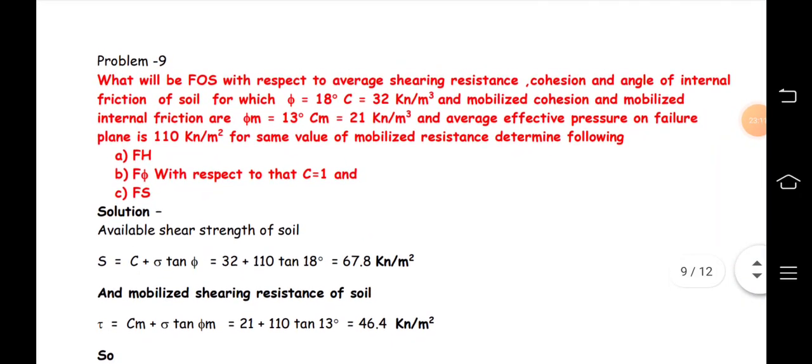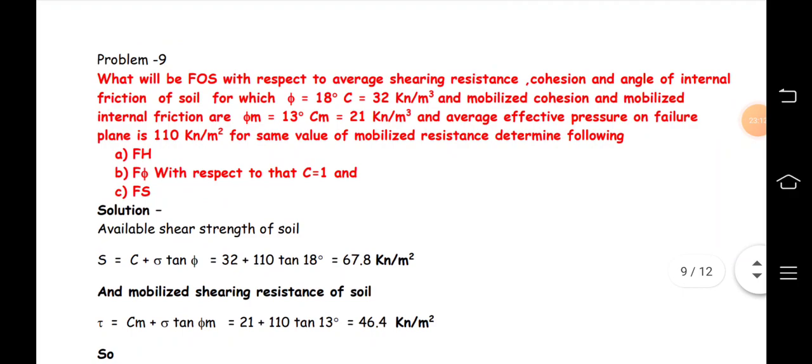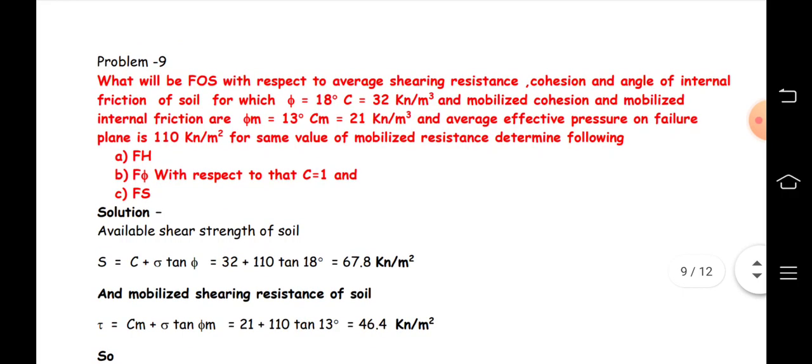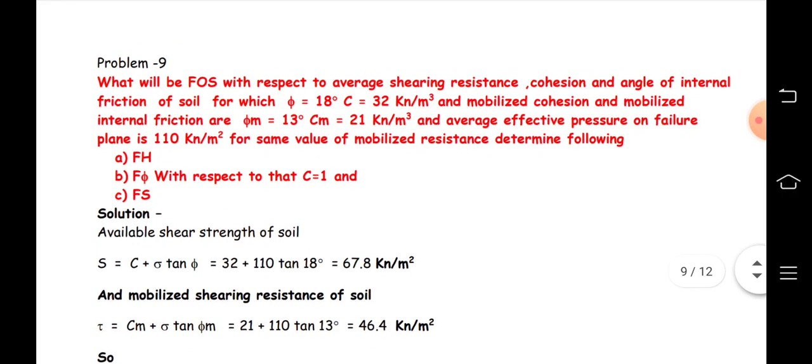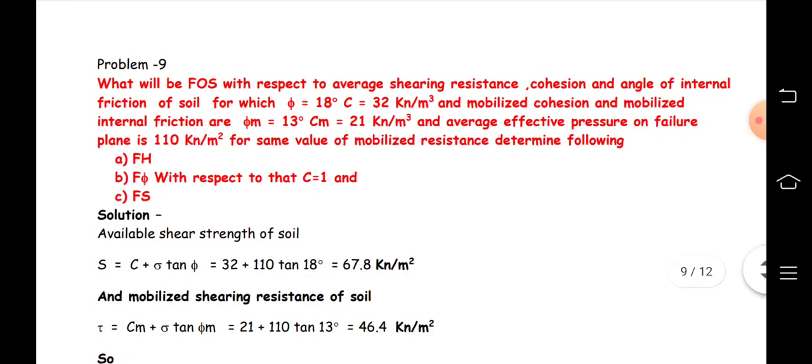The last problem: what will be the factor of safety? What will be the factor of safety with respect to average shearing resistance, cohesion and angle of internal friction? So here we have to calculate the factor of safety with respect to strength, with respect to cohesion, and with respect to angle of internal friction.